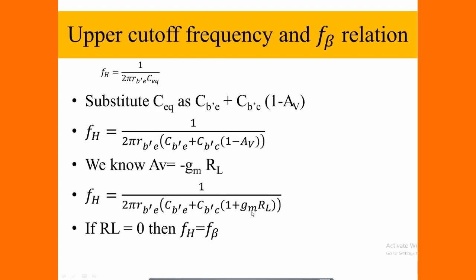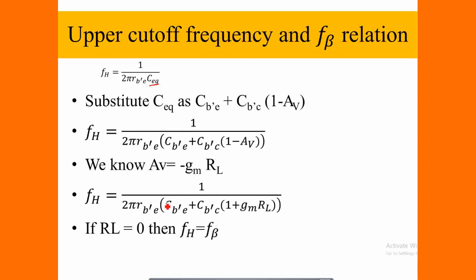Now we go further to the relation between the upper cutoff frequency fH and f beta. We have already calculated fH is equal to 1 by 2 pi rb'e into C equivalent. Replace the C equivalent with the previous discussion as Cb'e plus Cb'c into 1 minus Av. Then fH is formulated as 1 by 2 pi rb'e into Cb'e plus Cb'c into 1 minus Av. We know Av is the voltage gain. We have already calculated it as minus gm into RL. The same has been replaced over here.